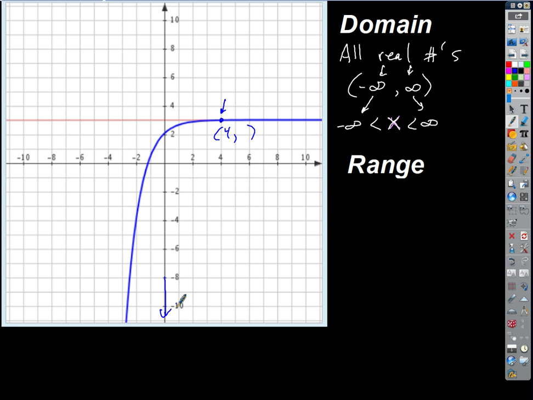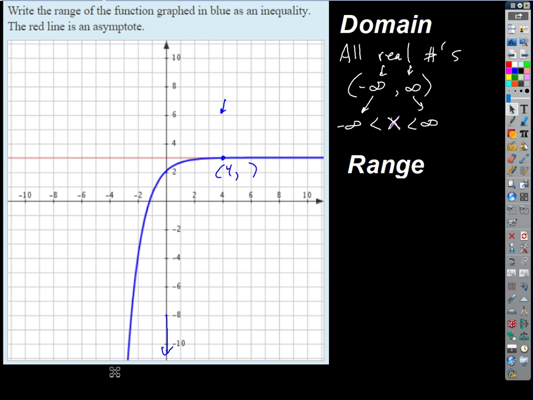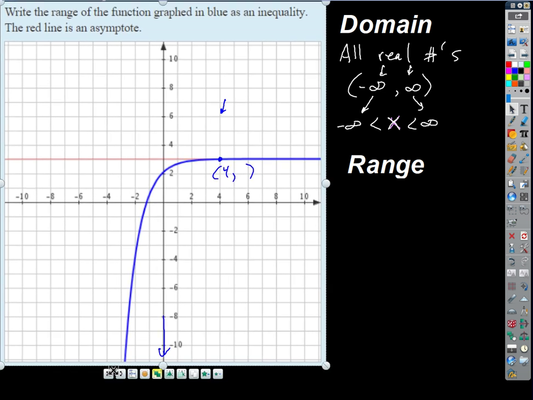Okay. Now, it probably would help here too. Let me scoot this thing down just a little bit, because I want to remind you about one thing here, right? The range of the function graphed in blue as an inequality is what we're trying to do, but the red line is an asymptote. Anybody remember what that was? We talked about that a little bit. Come on, remember that? What was that?